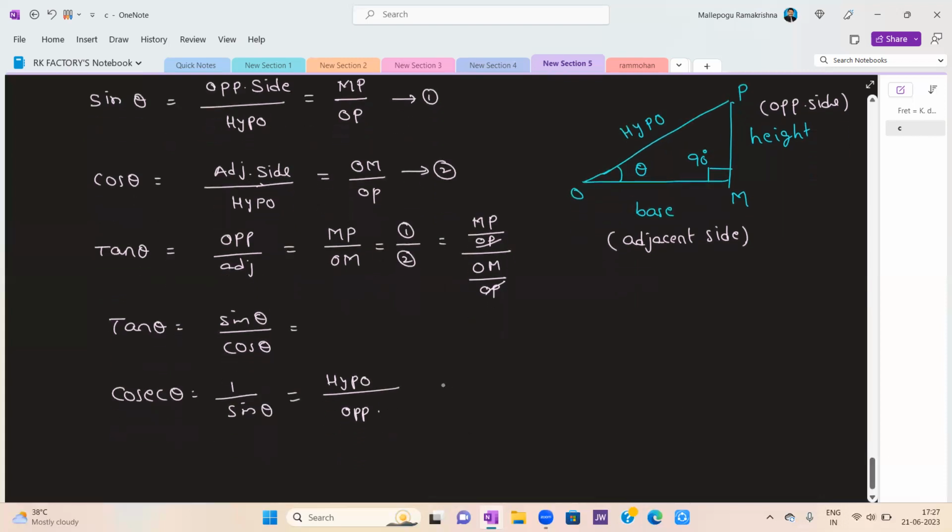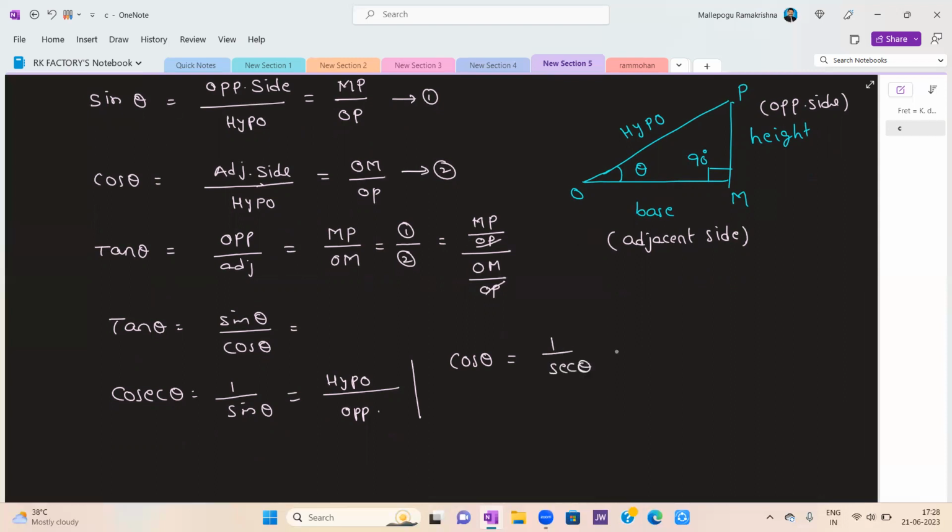Then for cos theta, it is going to be the reciprocal of secant. Secant theta equals 1 by cos theta. Whenever you write 1 by cos theta, what will come? It is going to be hypotenuse by adjacent side. If you are writing like this, what is that function? It is going to be the secant theta.